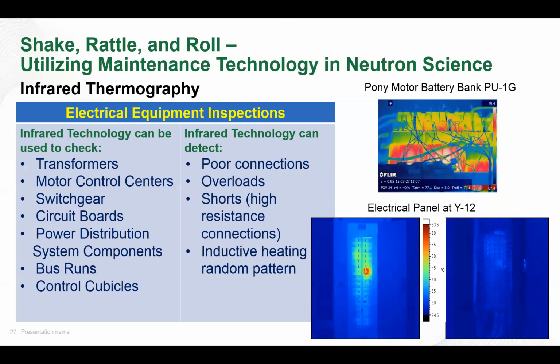Now up here at the top, this is what we call a pony motor battery bank. The pony motors are these big motors that run our primary cooling system. In case of a power outage, we have to have a subsequent power source, so they decided to run these motors off a battery. These aren't just little bitty batteries. This is a huge battery bank. What we found out is that we can do an infrared image on the battery bank and tell whether the fluid in the batteries, which are similar to car batteries but not quite, is at a good level or not a good level.